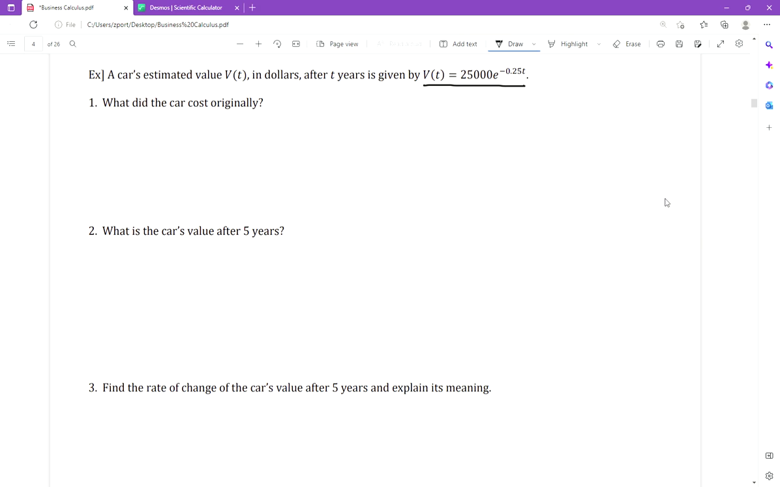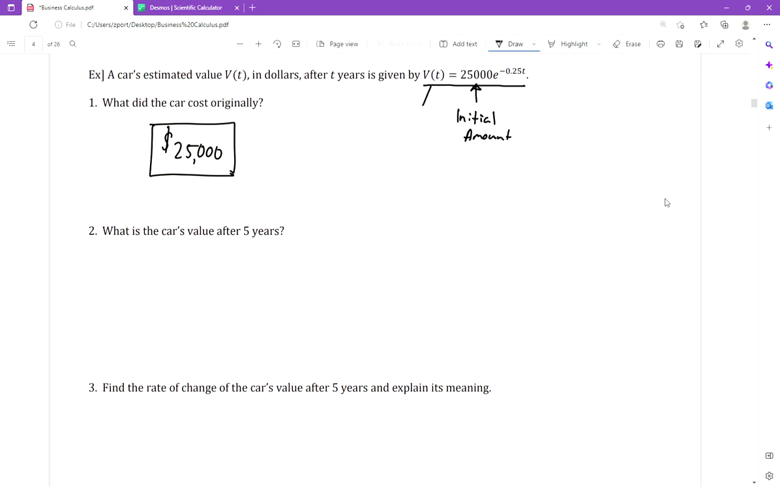Okay, so now it's just making us break down this equation. Remember that whatever that number is, it's an initial amount. So that's what this car cost initially or originally. Okay, so that's all we had to do there, just dissect that information. Done.